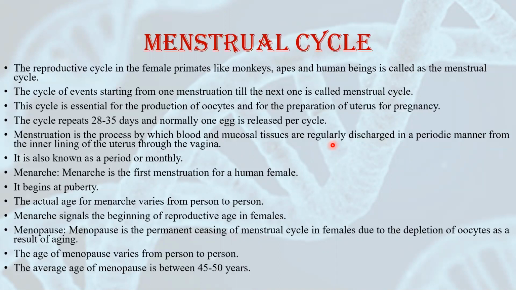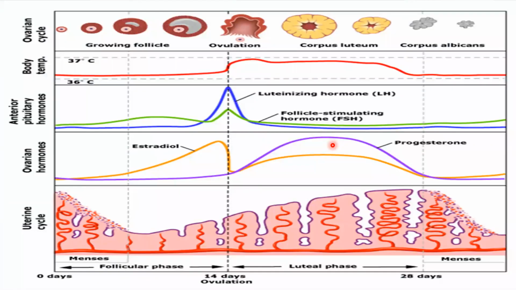Then there is another phase which is known as menopause. Menopause is actually the stoppage or the cessation of the menstrual cycle. Why is the cessation there? Because there are no oocytes to be released now. As I said, there is a fixed number of oocytes. There is a fixed number of oogonia in a female. Once these oocytes or these eggs are finished, there is menopause. There is no menstrual cycle then. This also varies from person to person. The average age is around 45 to 50 years.